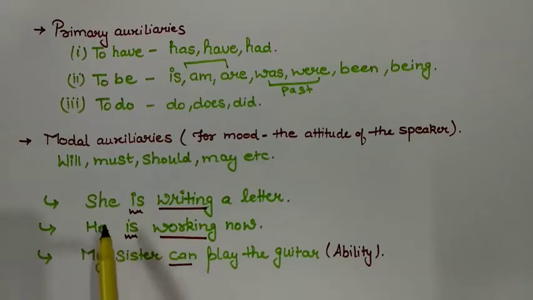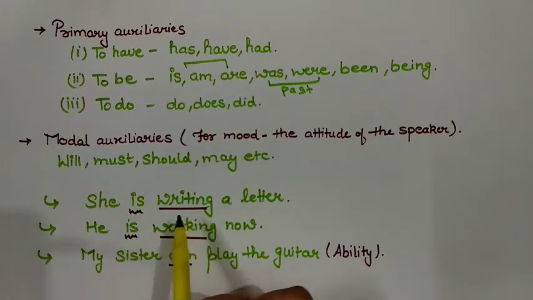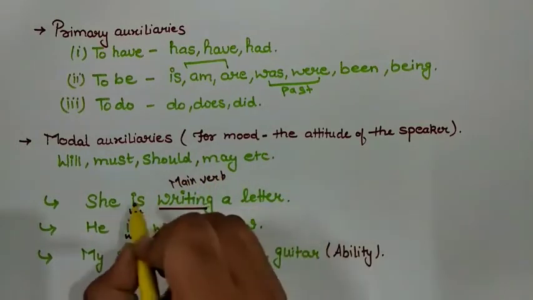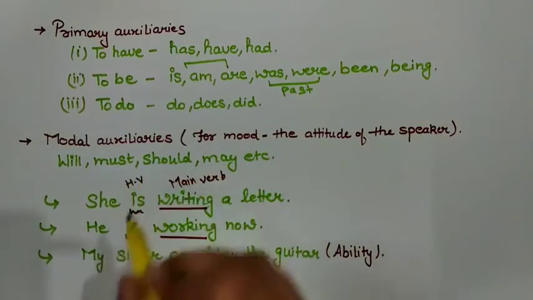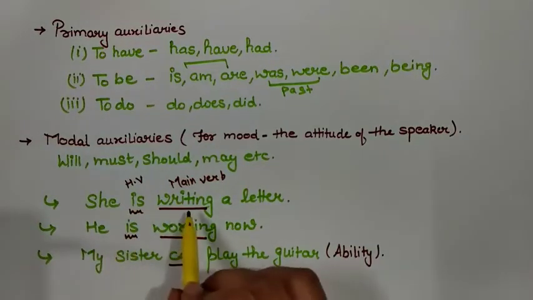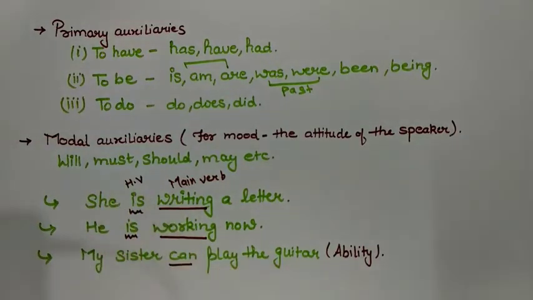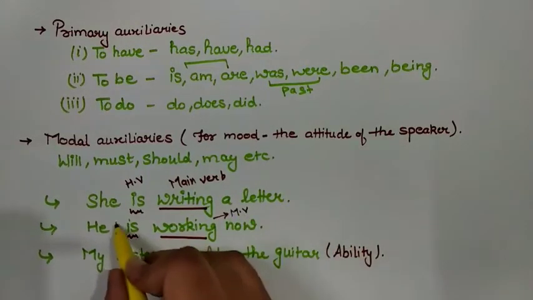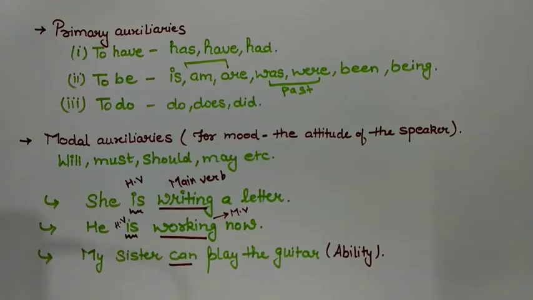Like, she is writing a letter. In this sentence, writing is the main verb and is is the helping verb. Can you see? Writing is the main verb and is is supporting this writing and acting as a helping verb. Again in the sentence, he is working now. Working is the main verb and is is acting as a helping verb.